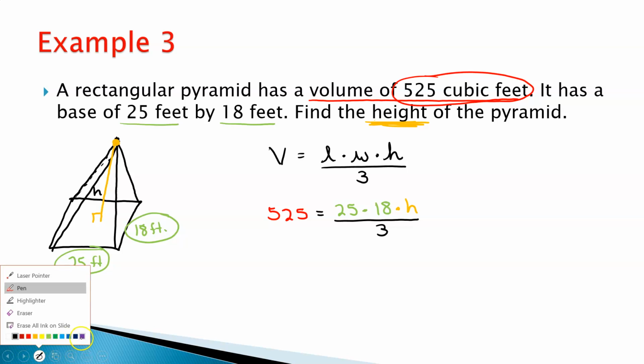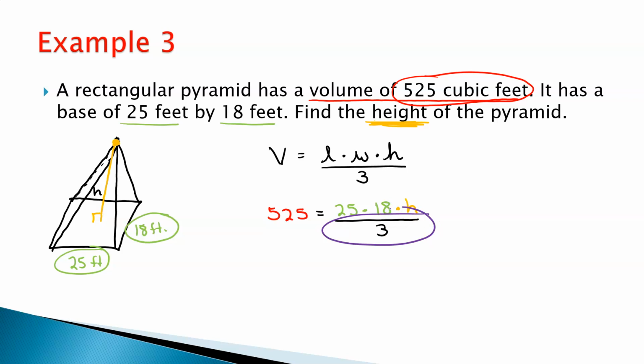This is just a multi-step equation. Let's get rid of this fraction. First of all, how do I get rid of this fraction so I can solve and figure out what h is going to be? I would like to multiply both sides by 3. So what is 525 times 3? That would give me 1,575 is equal to 25 times 18 times just h, because the 3's end up canceling each other out.